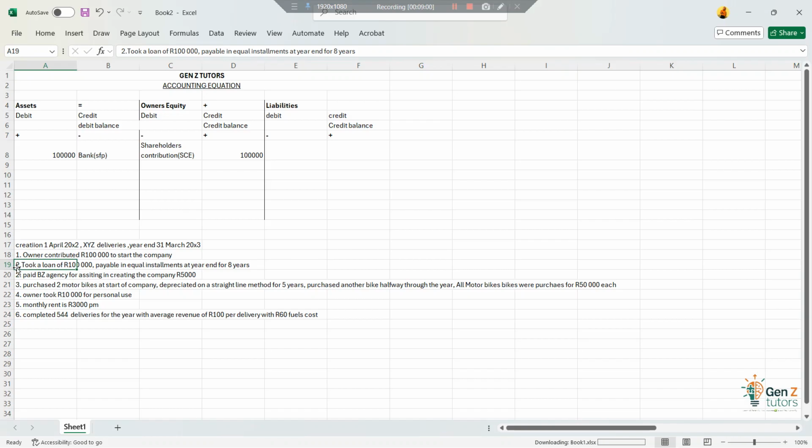And then number 2, we took a loan for 100,000, which is payable in equal installments at every year end for 8 years, right? So now what is happening? We are increasing our liabilities, and our liabilities increase on where? On the credit side. So it means now we increase our liabilities by what? 100,000. That's the loan that we took. So now you're gonna say loan 100,000. That's how much we owe the bank. And then also at the very same time, you're gonna say, okay, fine, we received money from the bank, we loaned from the bank, we did not write the bank's name, it's fine.